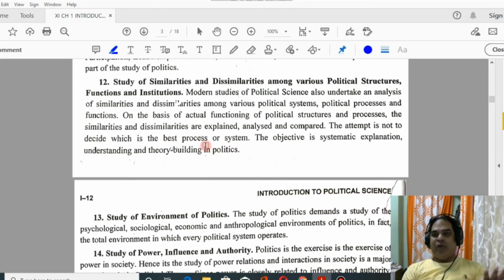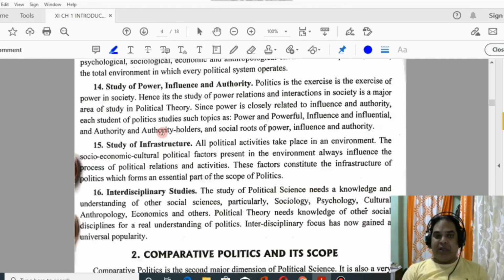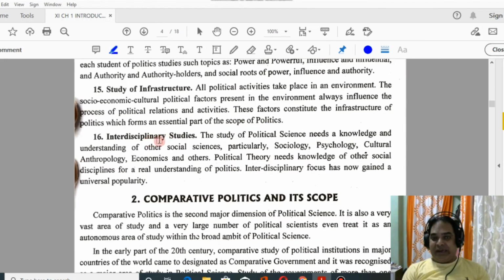Okay, now you can see here the study of similarities and dissimilarities among various political structures. In the first part I told you there can be similarities between two separate political institutions. Study of infrastructure, interdisciplinary study. That means what is related with political science: sociology, psychology, and cultural studies and anthropology can be connected with political science.